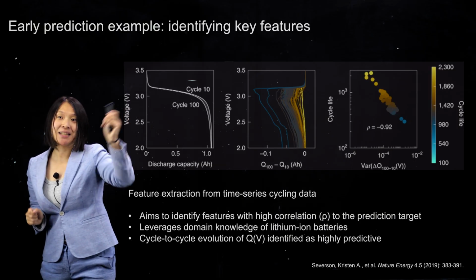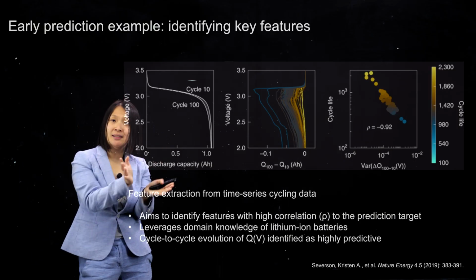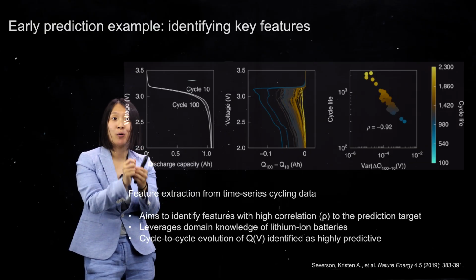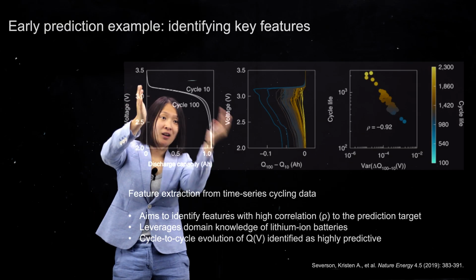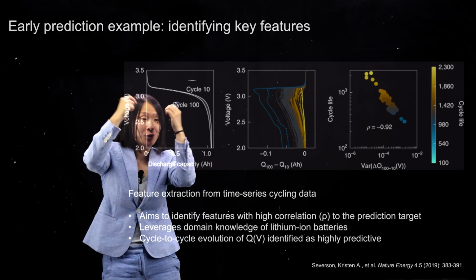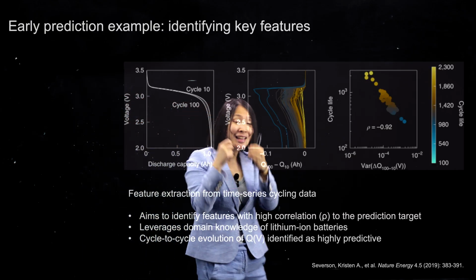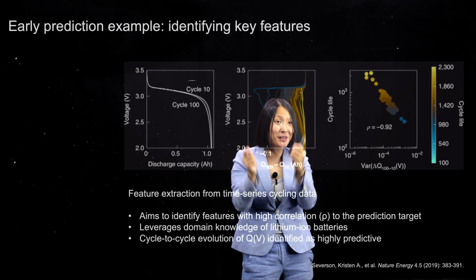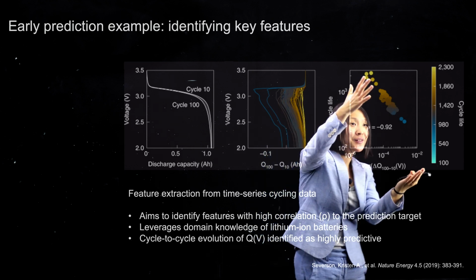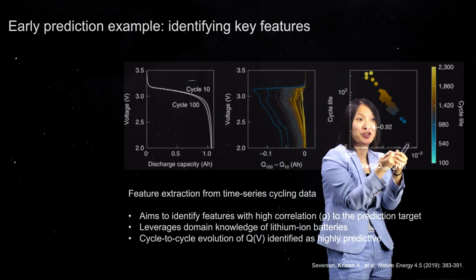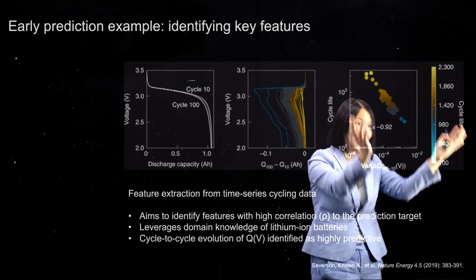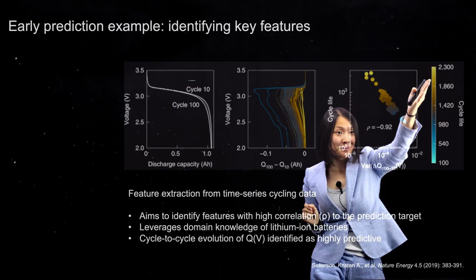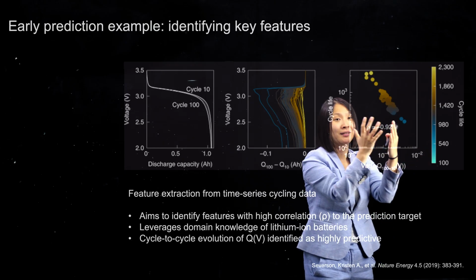In this case, as you see on the slides, the researchers found out that we can plot the voltage as a function of discharge capacity for each individual cycle, and then we can take this relation between the discharge capacity and voltage for each cycle and their differences between the cycles, and we take the variance of this data. This creates a new feature, as shown here, the variance of the capacity differences as a function of voltage. You can see this feature is highly predictive of the cycle life.